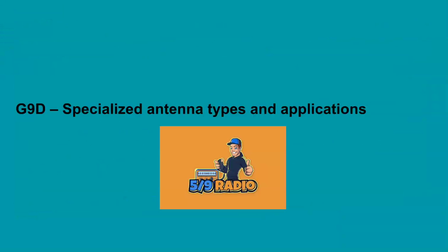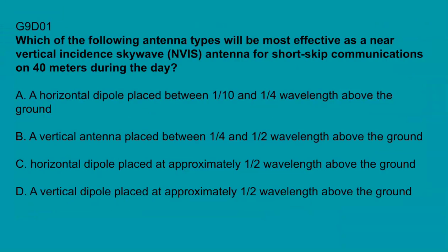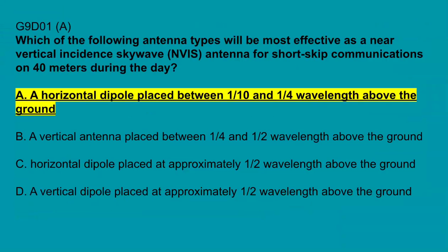G9D, specialized antenna systems, antenna types and applications. G9D01, which of the following antenna systems will be most effective as a near vertical incident skywave antenna for short skip communications on 40 meters during the day? A horizontal dipole placed between 1/10 and 1/4 wavelength above the ground.